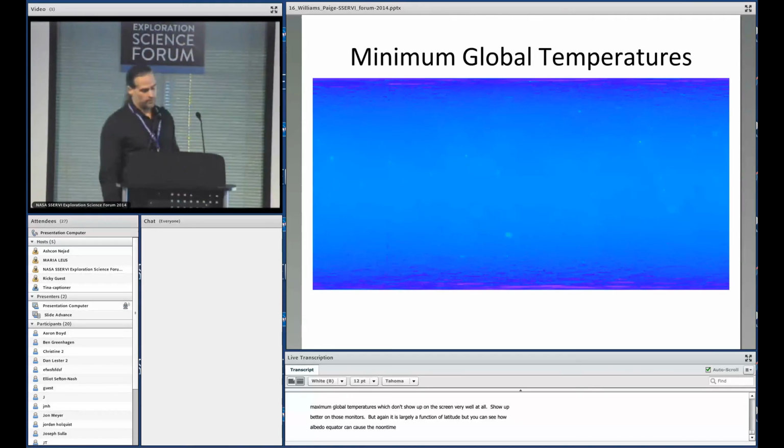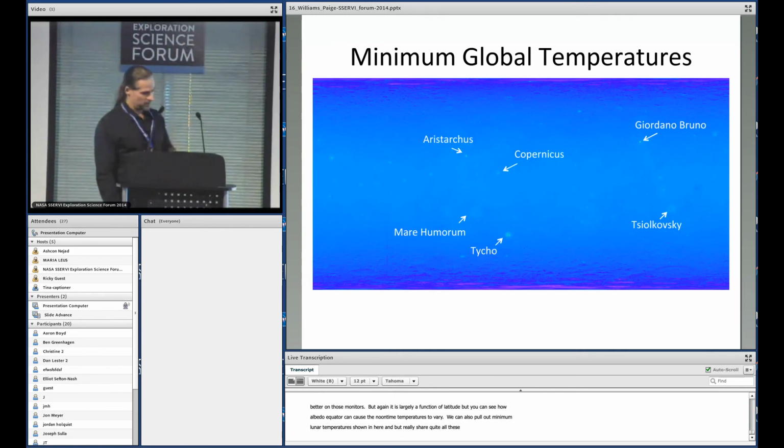We can also pull out minimum lunar temperatures shown here, and what really shows up quite nicely are the rocky areas. All these bright regions are Copernican-aged impact craters, where you have a lot of coherent blocks that have been excavated, and they stay nice and warm during the lunar night because they have a higher thermal inertia. They form sizable reservoirs of heat that they've absorbed during the solar day.